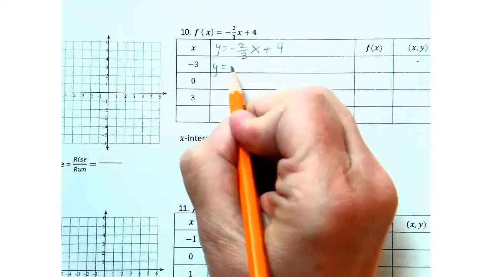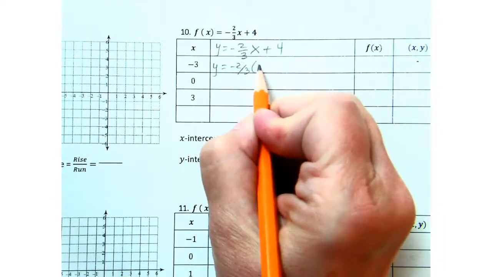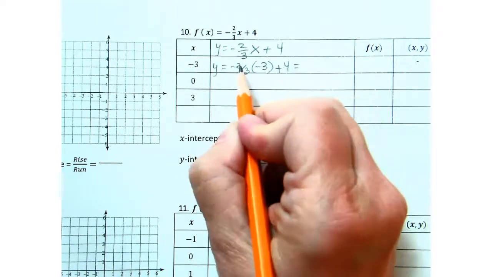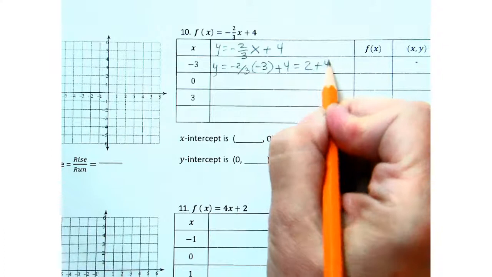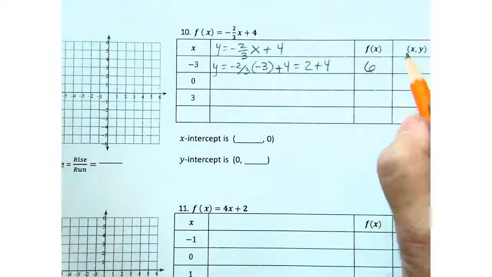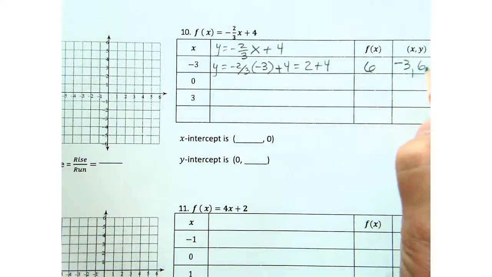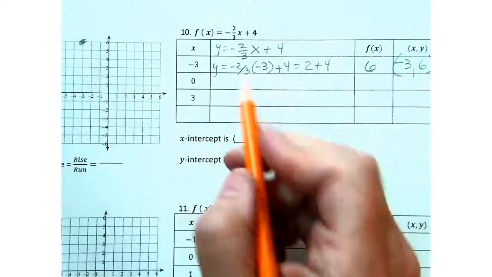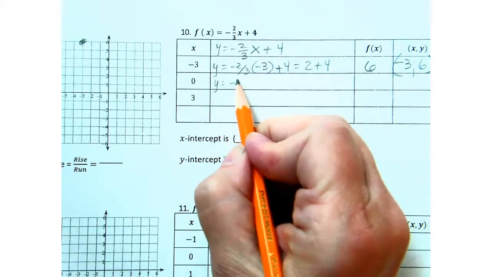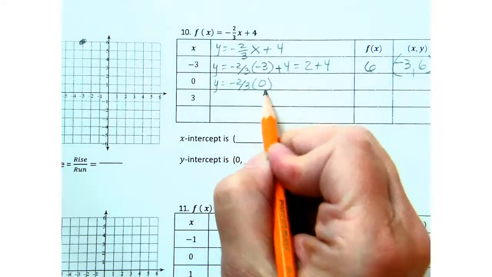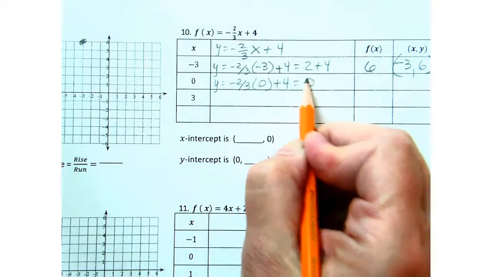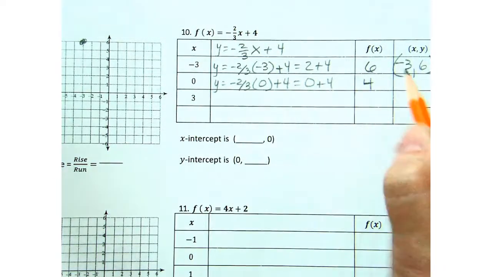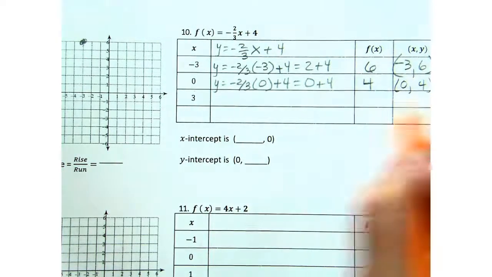Start by replacing x with -3 for -2/3 times -3 plus 4. This gives us a +2 plus 4 for 6. Our first point then is (-3, 6). Graph this point. Now replace x with 0 for y equals negative 2/3 times 0 plus 4. This gives us 0 plus 4, or 4. Our second point is (0, 4).